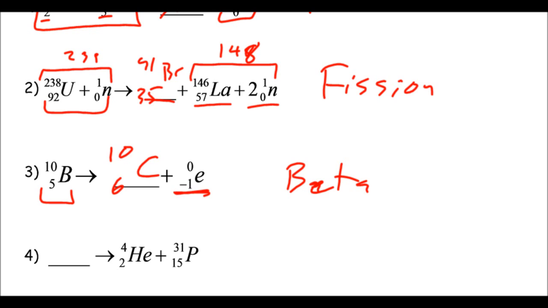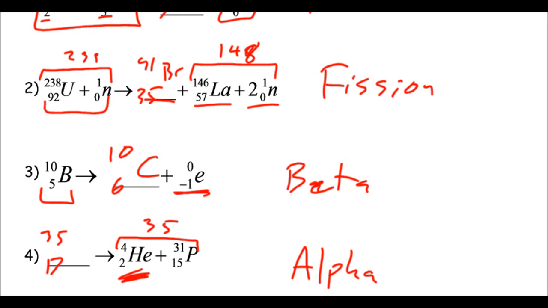Our last example here, we can see the helium particle is being released. So by definition, this is an alpha particle release. Our mass here is equal to 35. And our protons here is equal to 17. And that equals chlorine.